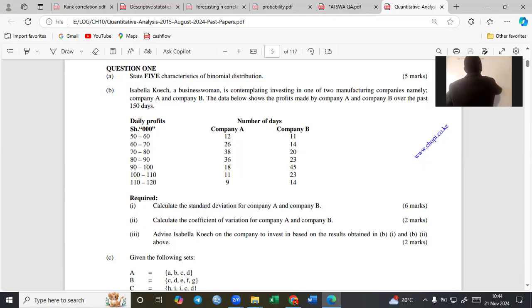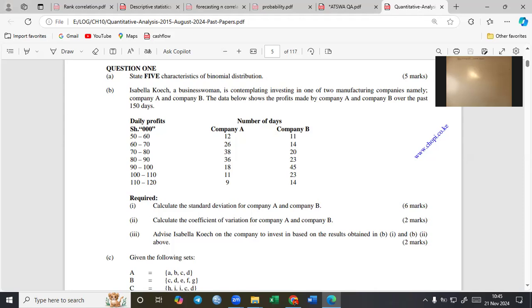Isabella Koech, a businesswoman, is contemplating investing in company A and company B. The data below shows the profits made by company A and company B over the past 150 days. Daily profits in 1,000 shillings, number of days, company A and company B. Required: 1. Calculate the standard deviation for company A and company B. 2. Calculate the coefficient of variation for company A and company B. 3. Advise Isabella Koech on the company to invest in based on the results obtained in B1 and B2 above.